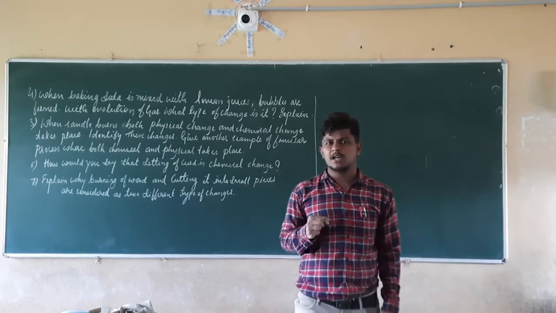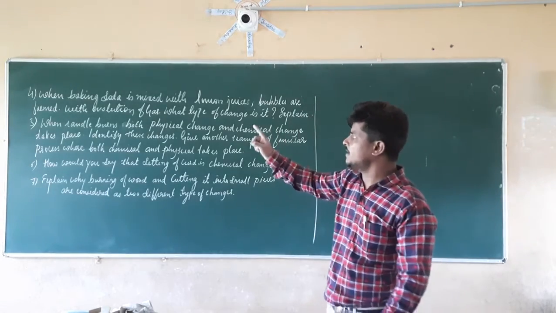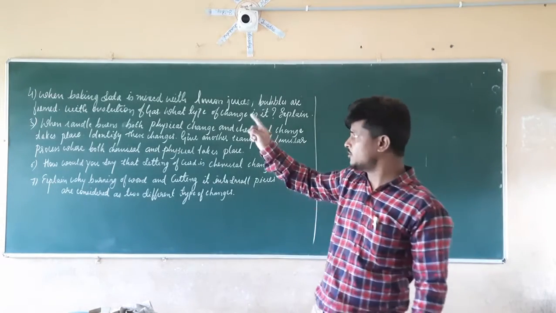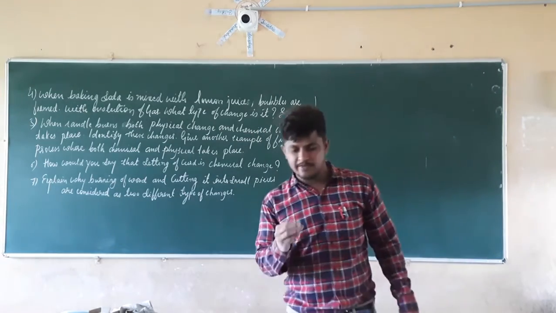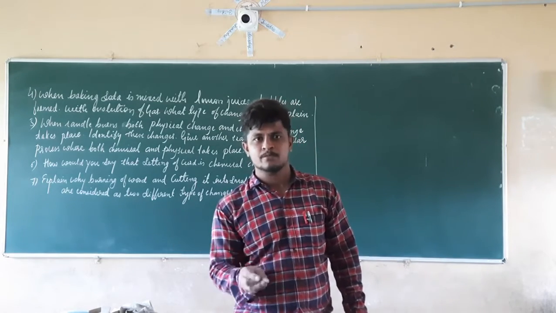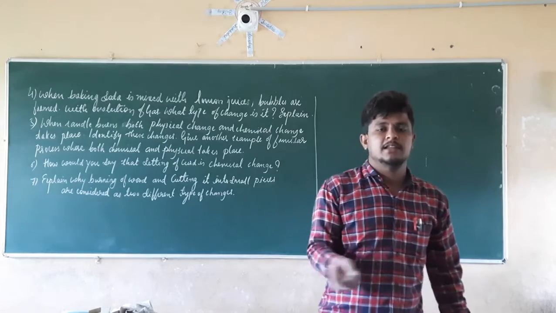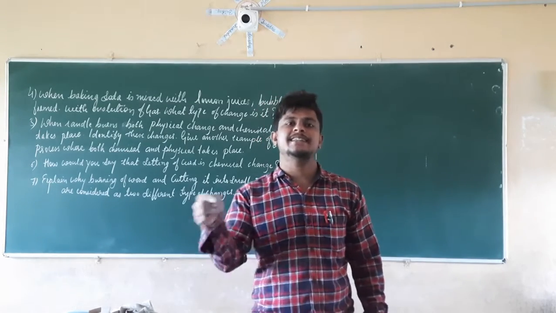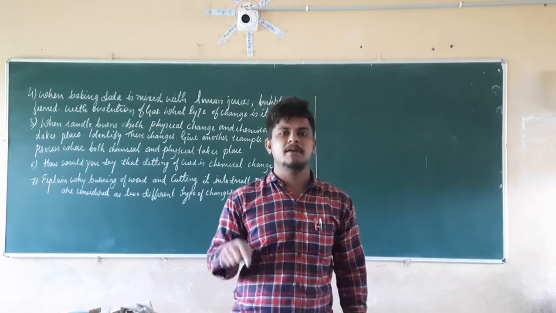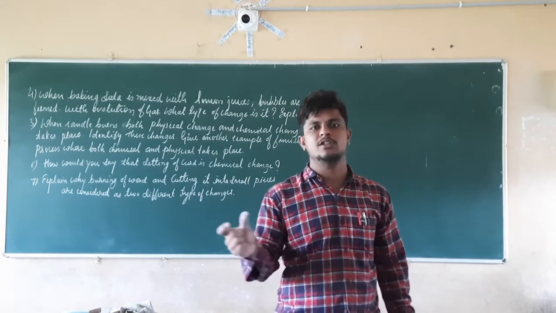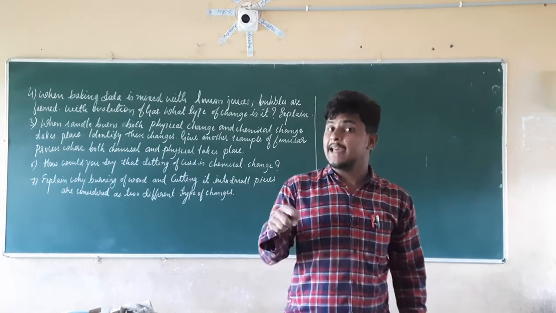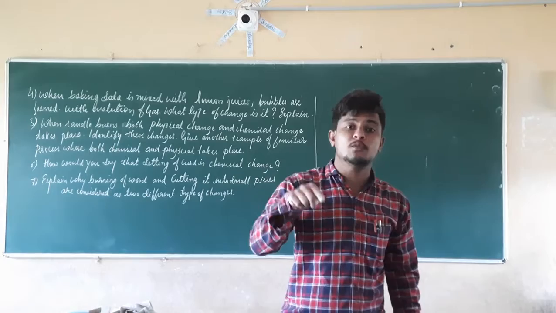So how is it a chemical change here? When baking soda is mixed with lemon juice, there is the formation of bubbles. Why are the bubbles forming? Because of the evolution of gas. That gas is carbon dioxide. We test carbon dioxide by passing it into lime water solution, and it gives a milky white color. So carbon dioxide gas is a new product.